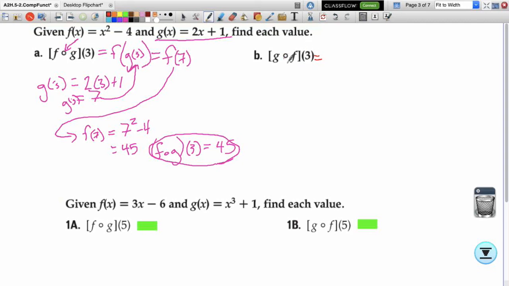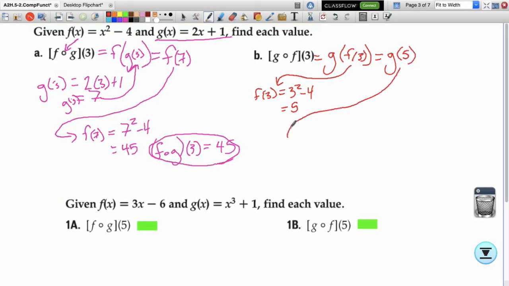First off, we want to rewrite this in a way that's going to make sense. We're going to have our g function, and we're going to be plugging in f of 3. Well, f of 3 is just a number. I'm going to find f of 3 by taking my f function and plugging in 3 for my x. So instead of x squared, I'm going to have 3 squared and then a minus 4. Well, 3 squared is 9, and 9 minus 4 is 5. So I could say that f of 3 equals 5, and at this point, I'm going to calculate g of 5.